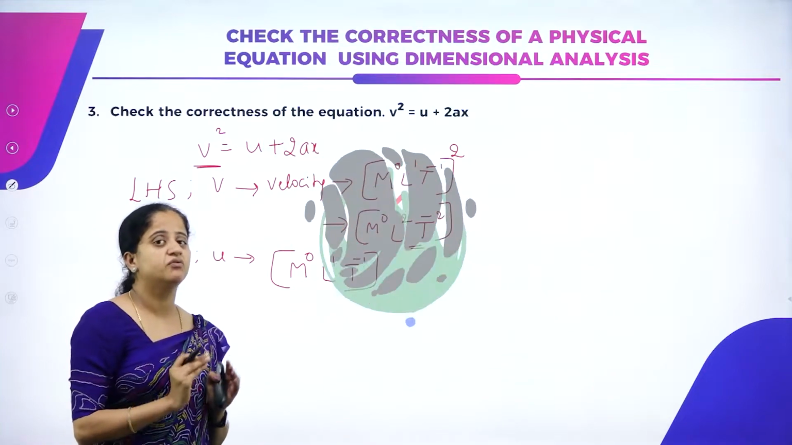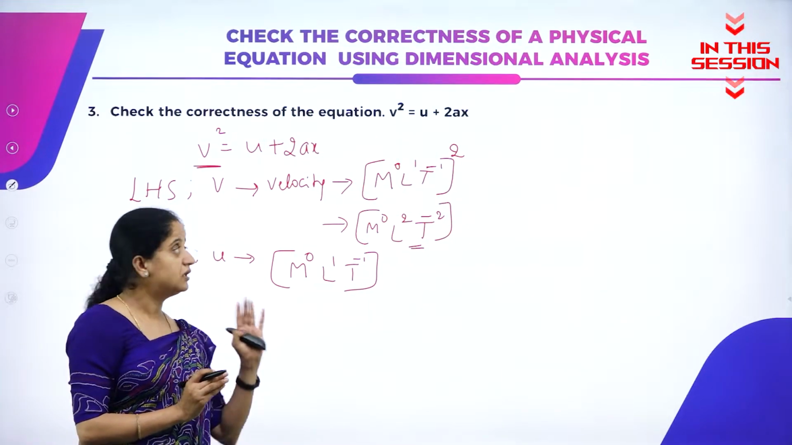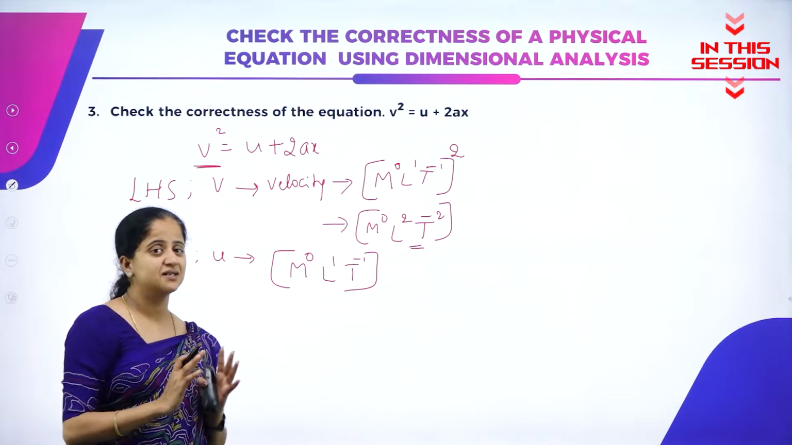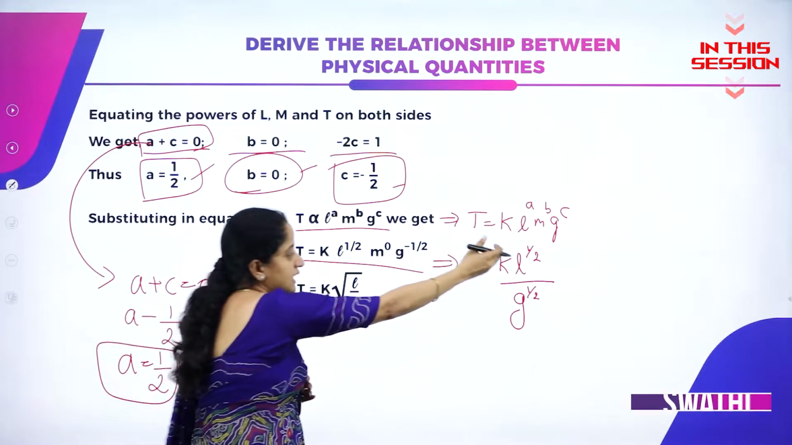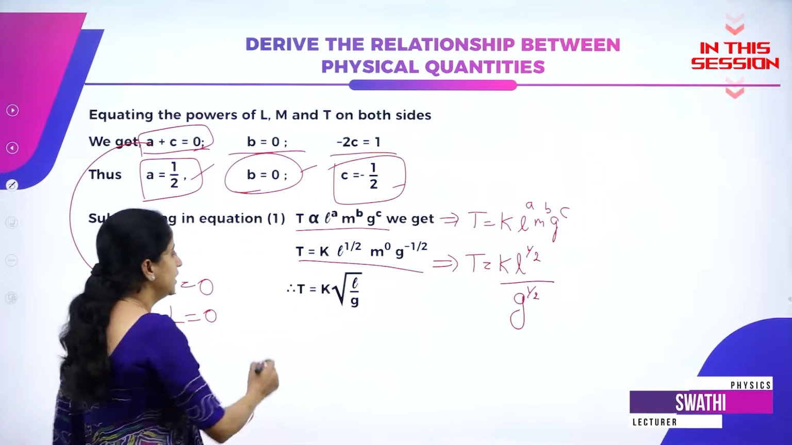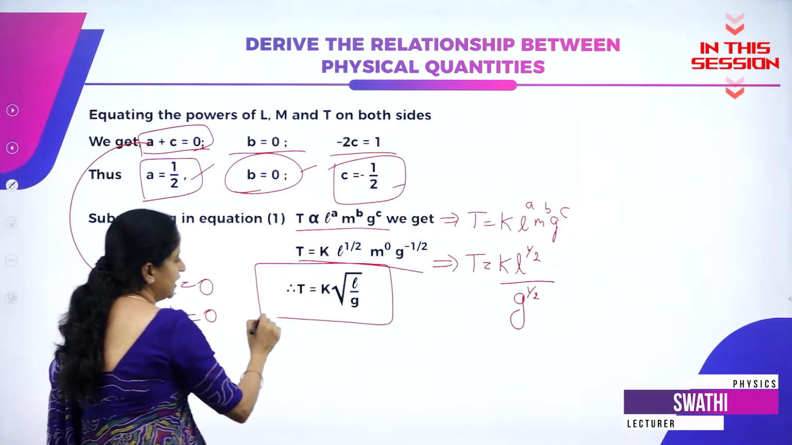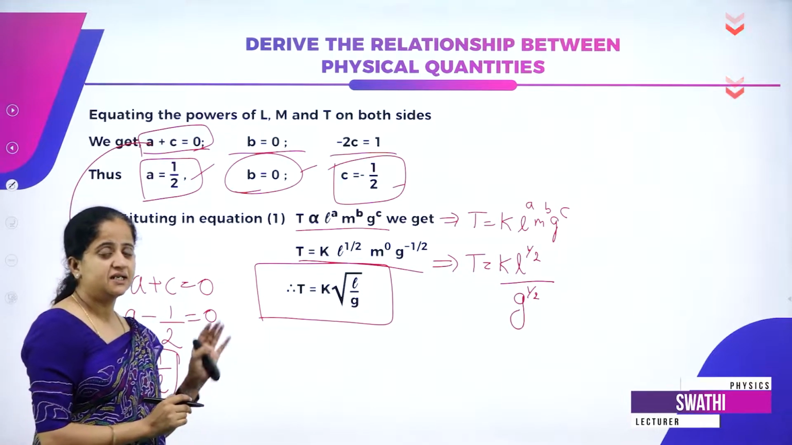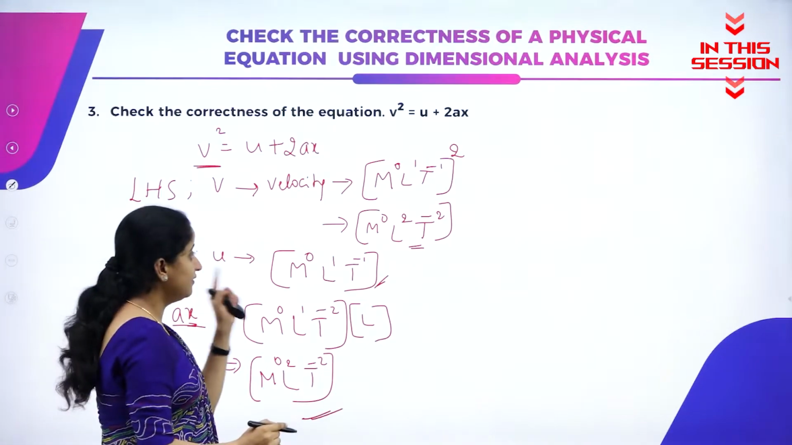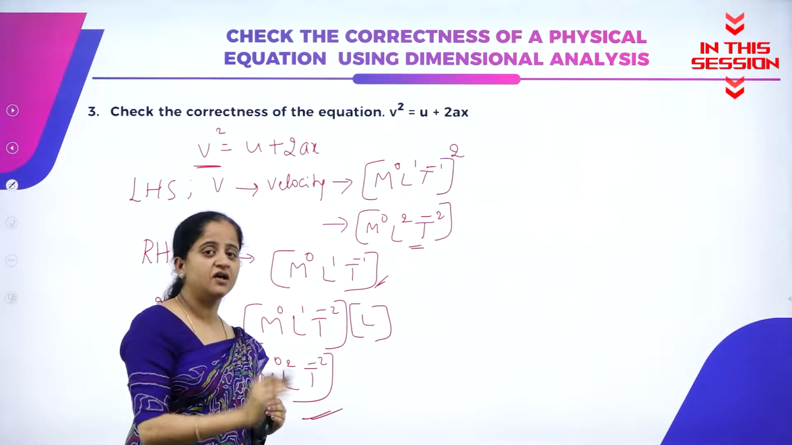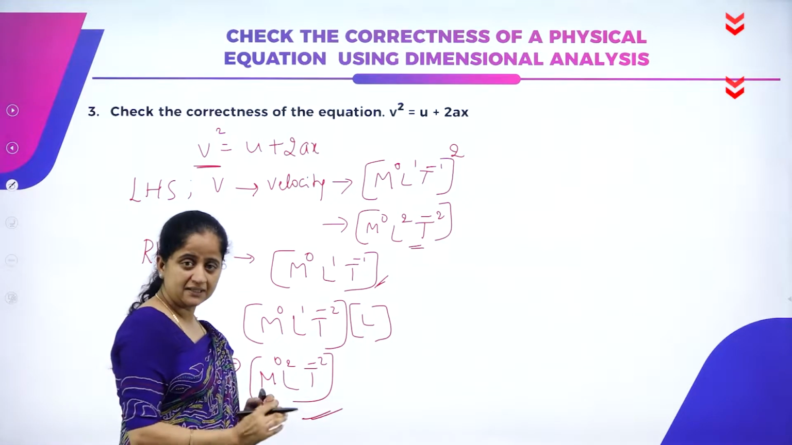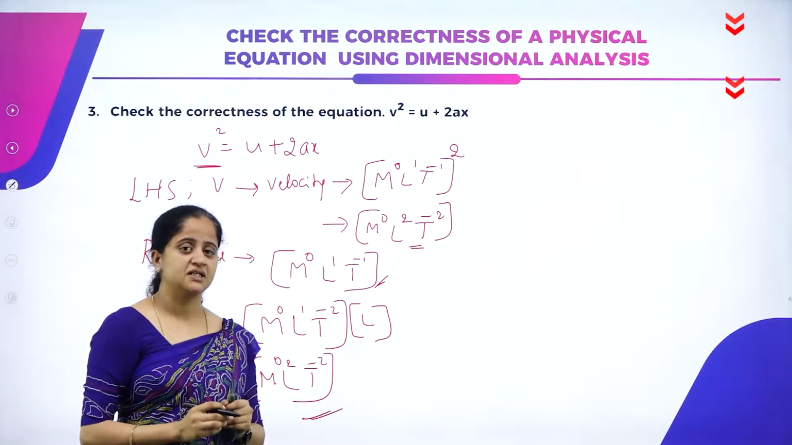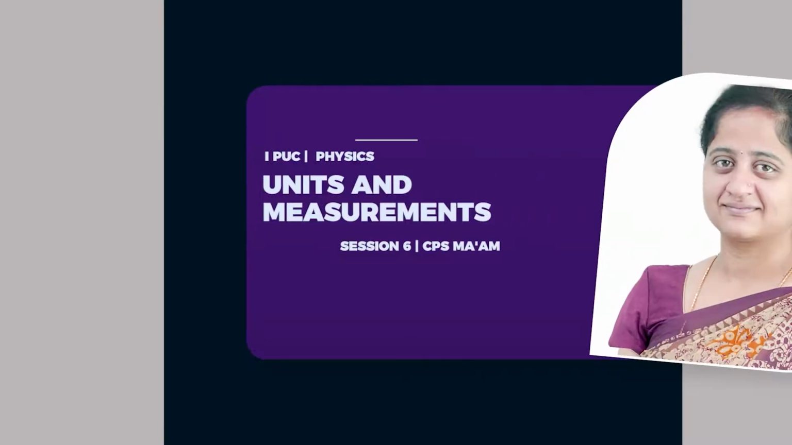As per the principle of homogeneity, all the terms of the physical equation must contain the same dimension. Since both L and g have the powers 1 by 2, we can write T is equal to K into root of L by g, which is the final expression. In the given equation, all the terms do not have the same dimension. We can say that the given physical equation is dimensionally incorrect.